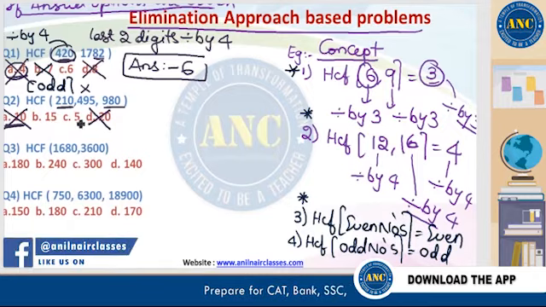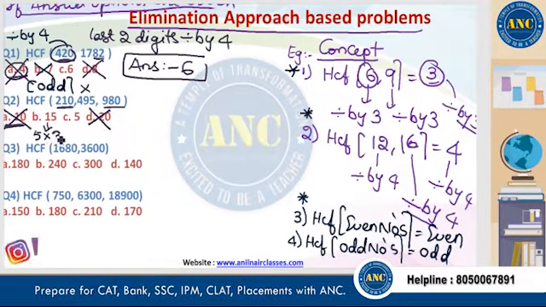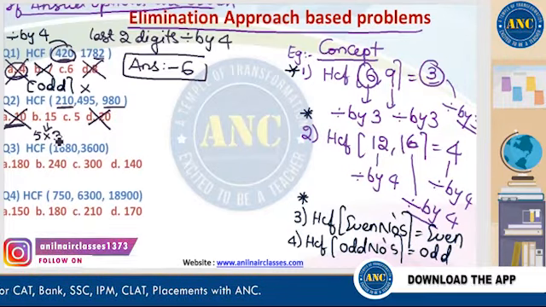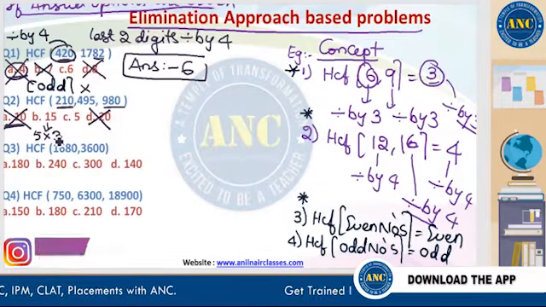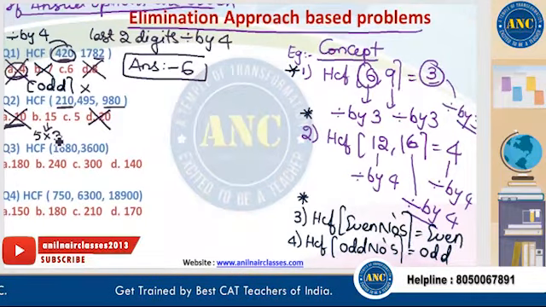Now we are stuck between 15 and 5. 15 is nothing but 5 into 3. The answer should be divisible by 5 and the answer should be divisible by 3.